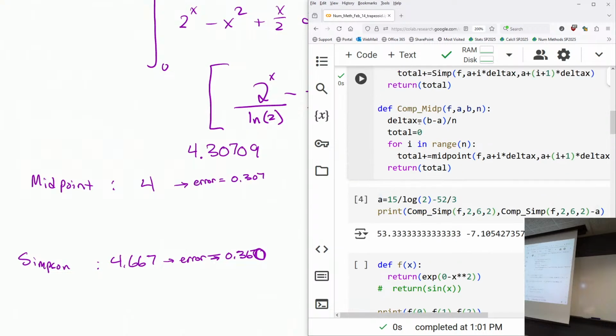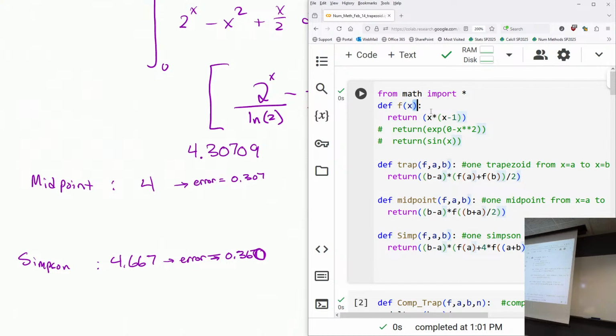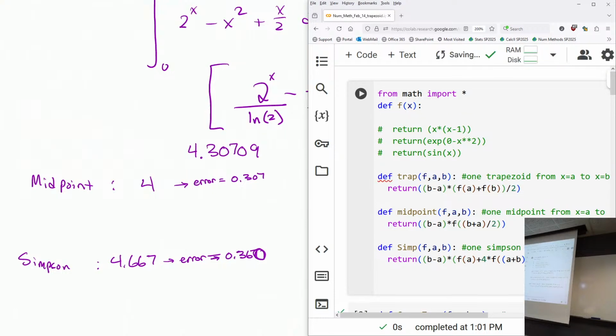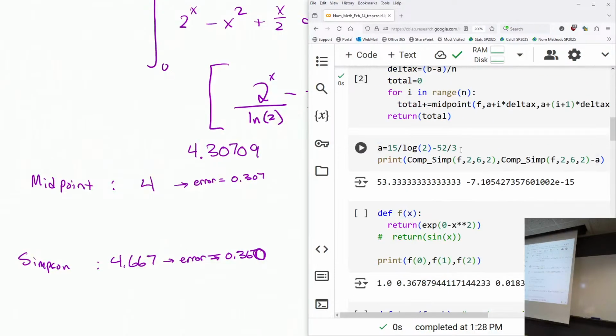Oh, and I need to have our function. Give me a sec here. I guess I might as well just keep going. Return 2 to the x minus x to the 2 plus x over 2. That was the function that we had. I need to get that into the memory. Every time you change something in one of these blocks, you should rerun that block so that it has it in its memory.